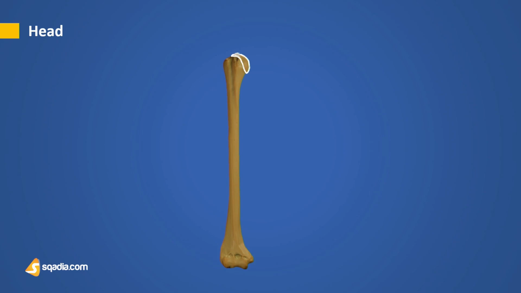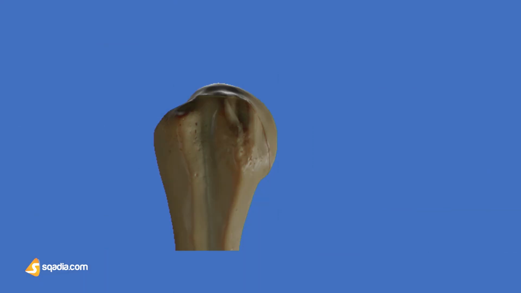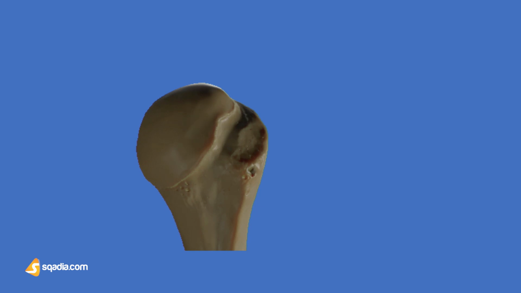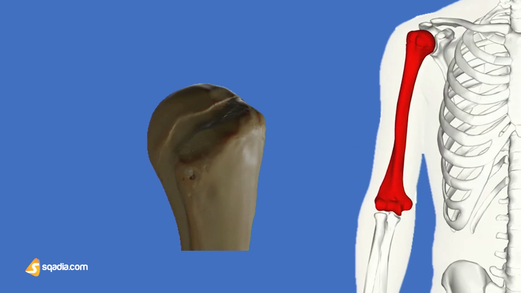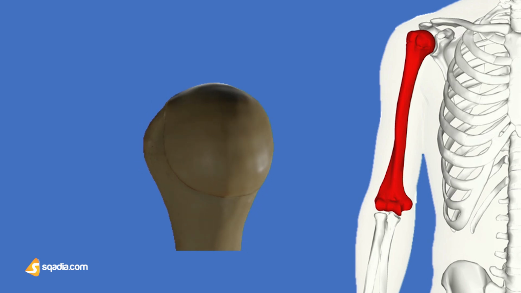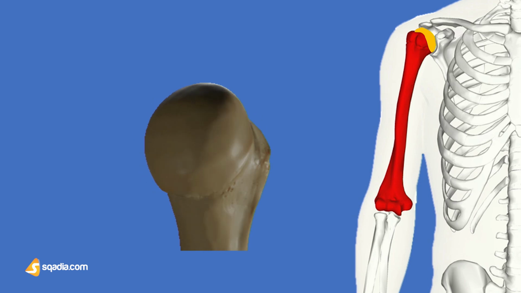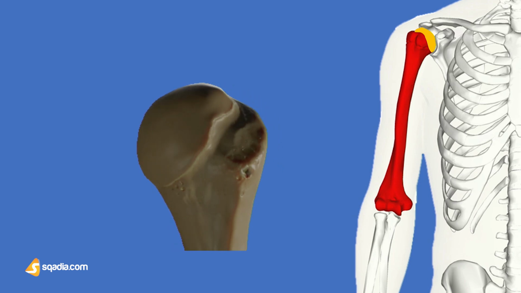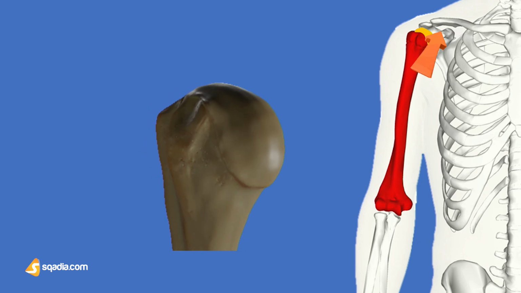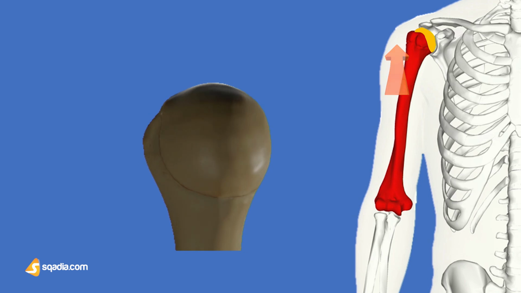The head is a ball-like structure found at the proximal end. If you see closely, it is nearly hemispherical, making almost 1/3 of the sphere. If you remember correctly, this part is where the humerus is attached to the scapula via the glenohumeral joint. The head faces medially, upwards, and backwards towards the body.